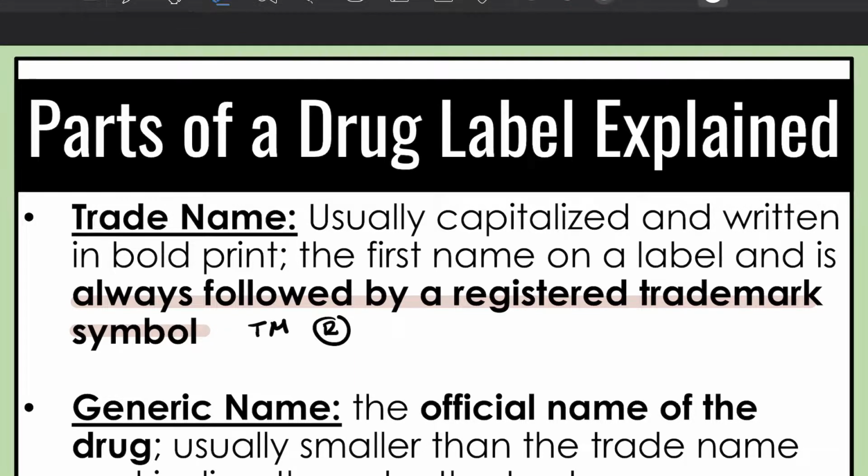Next, we have our generic name. Remember, we said this is the official name of the drug. So this name is not going to change from manufacturer to manufacturer. It's going to be the same. Typically, it's going to be smaller than the trade name, and it'll be directly under the trade name. On some labels, those flip, and you see your generic first and trade second. Usually, though, your trade will be first, and your generic will be second.